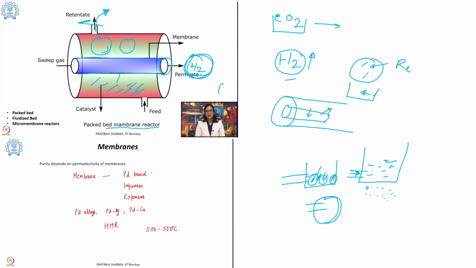What is the membrane material? The material is palladium. And what are the advantages and disadvantages? The membrane material may also contain some impurities, and this membrane is an expensive material. These are the things.